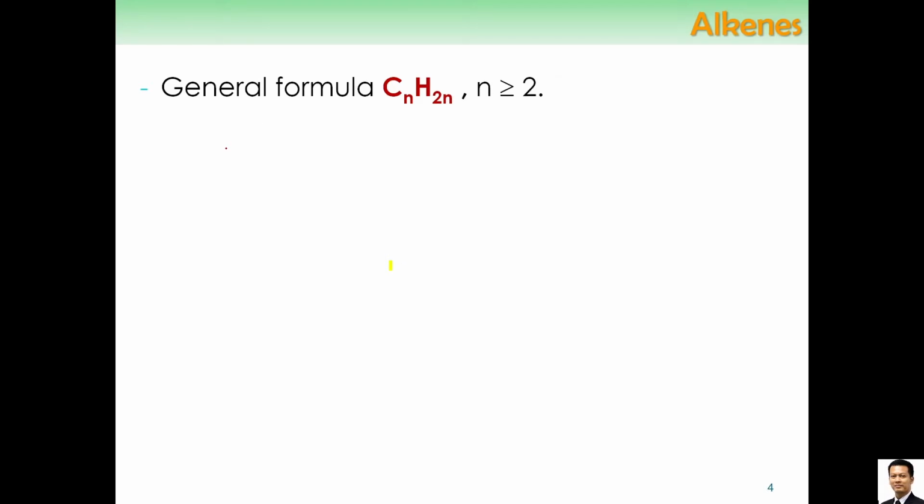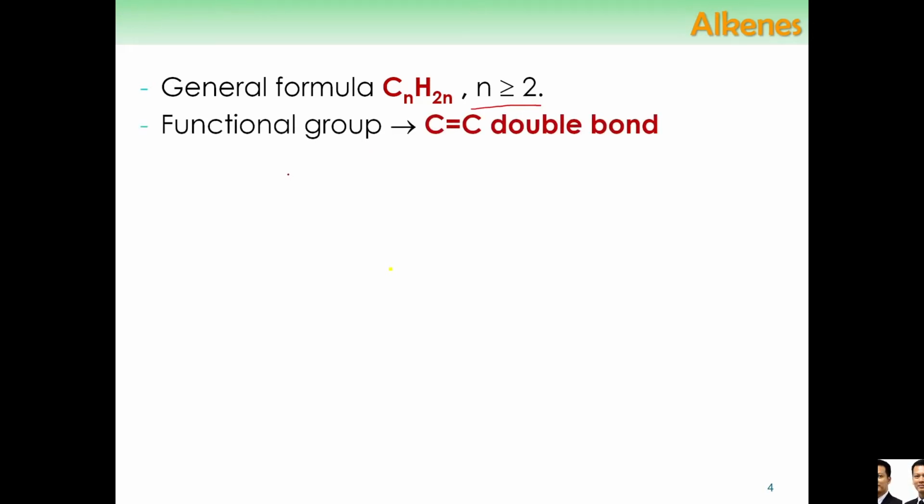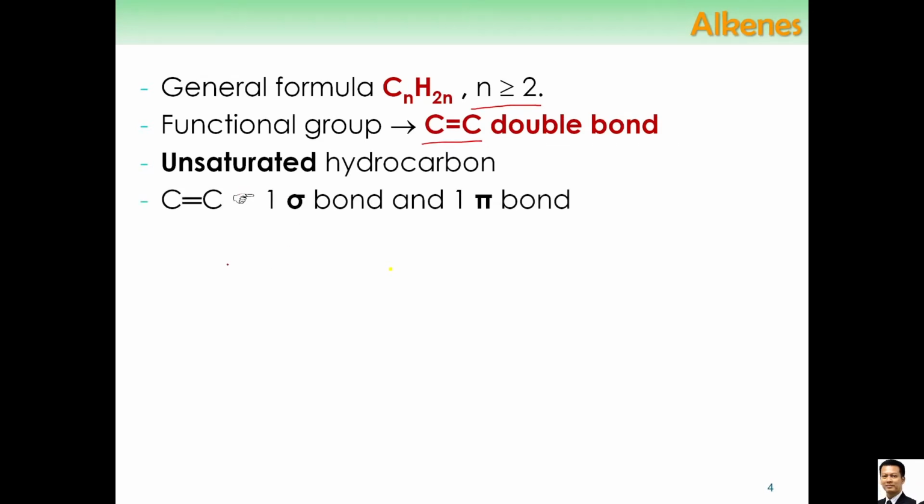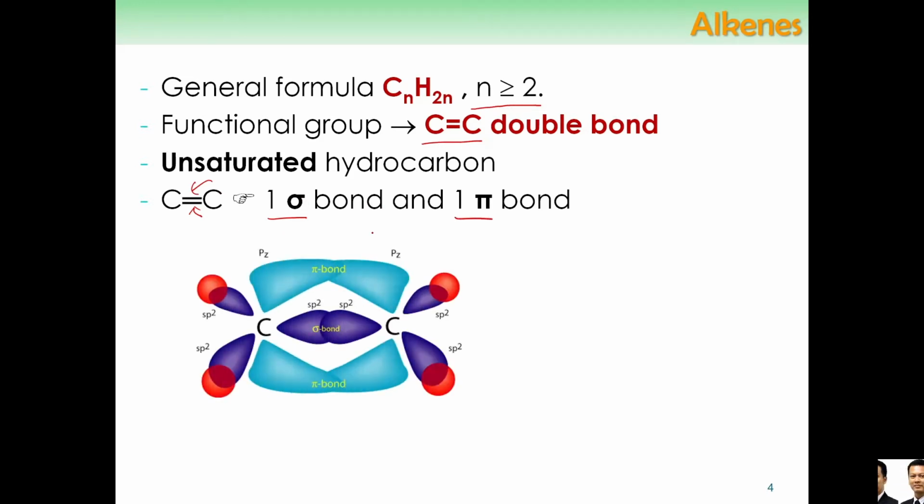Okay, next, the general formula for alkenes is CnH2n. n must be larger than or equal to 2 because for an alkene you need to have a double bond. So the double bond must be between carbon and carbon, and this is an unsaturated hydrocarbon. In a carbon-carbon double bond, one bond is made up from a sigma bond and the other is from a pi bond. If shown in a structure, it will be like this.